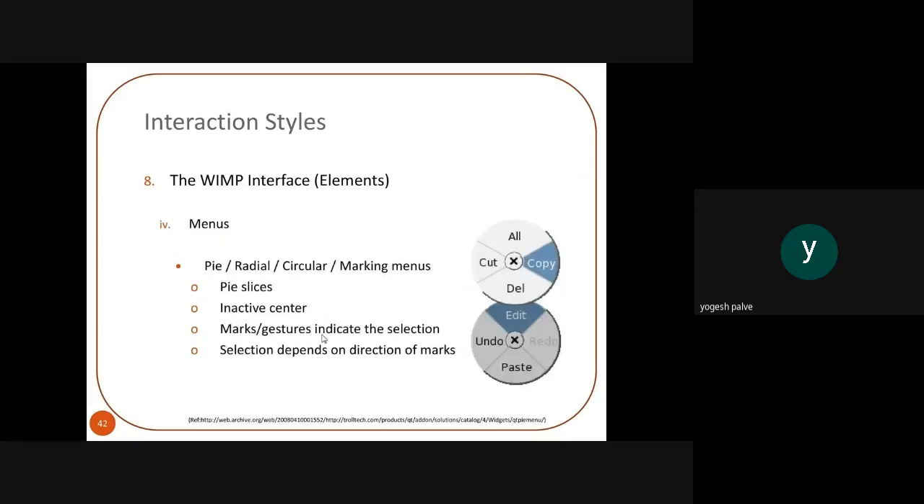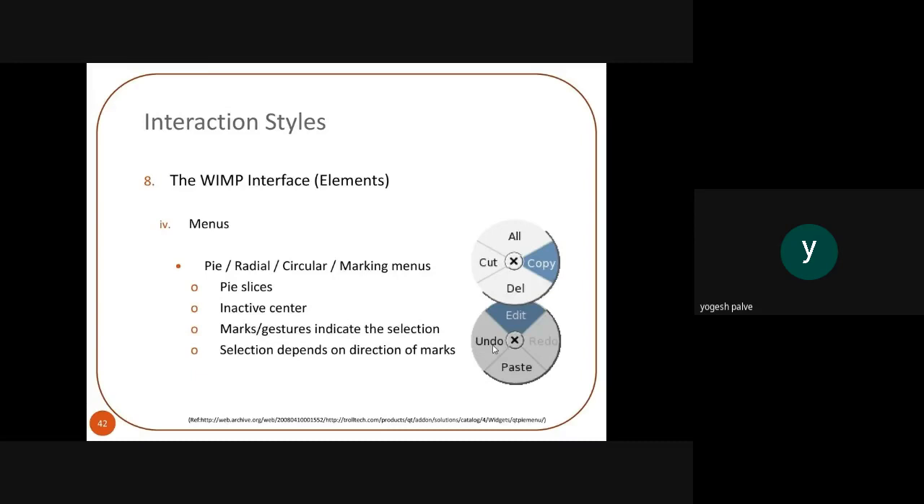As you see, this is the specific diagram of the menus. You can use it like that. Whenever there is a radial circular form, then a marking menu is provided, and a pie is provided. According to the user's need, he can cut something, copy something, delete the specific item, or undo the specific file. So it will be very graphically innovative in front of the user. So pie slices, then inactive center, then gestures and marks indicate the selection of the specific file.